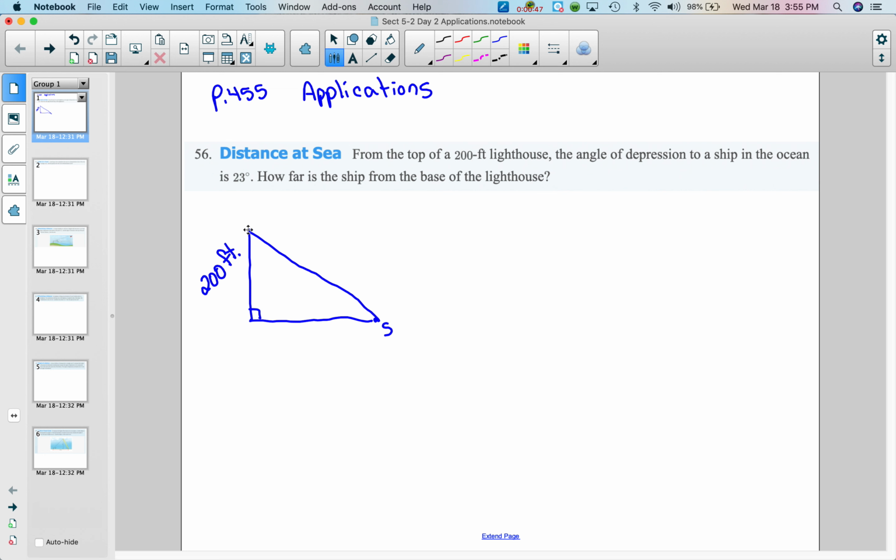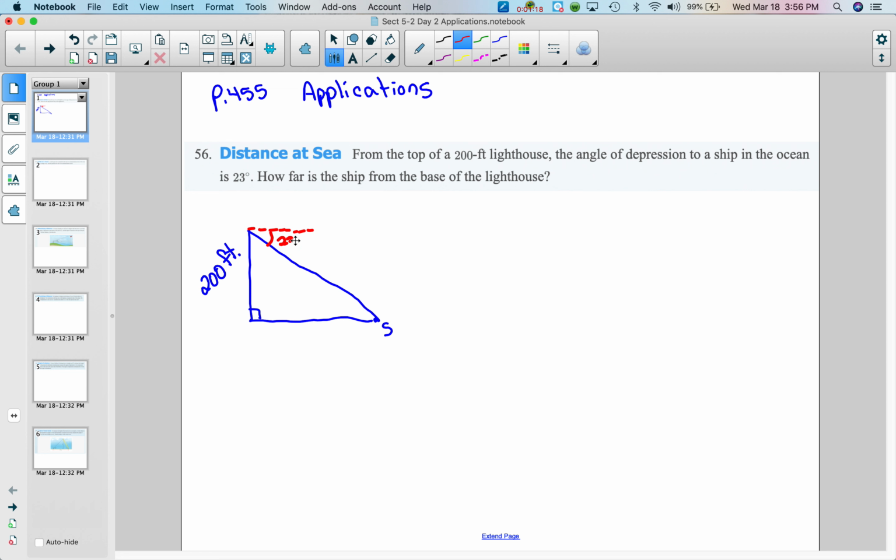Now, if you were up here at the top of the lighthouse looking down at that ship, the angle of depression is the angle that's formed with a horizontal and then down to your line of sight. So you do have to be careful with an angle of depression. The tendency is to want to put it in here inside the triangle, but it's not. So imagine you are at the top of the lighthouse, looking straight out and then looking down towards the ship, this is the angle of depression.